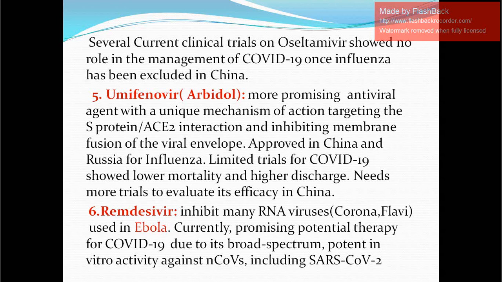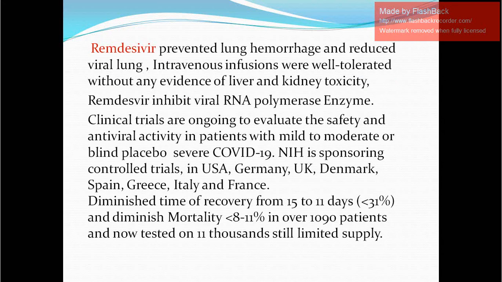The sixth drug is remdesivir, which they believe to be the drug of choice, inhibiting many RNA viruses, like corona and flavi. It is the drug for Ebola virus. They used it 2 years ago, and it is currently a promising potential therapy for COVID-19. Remdesivir prevents lung hemorrhage and reduces viral lung involvement. They use it by intravenous infusion with different doses, and they found no evidence of liver and kidney toxicity. It inhibits the viral RNA polymerase enzyme.